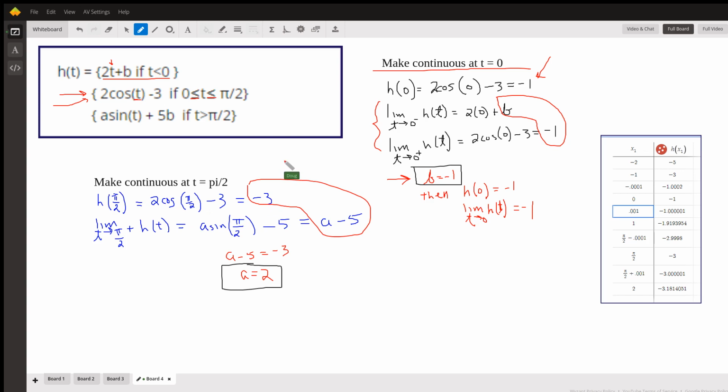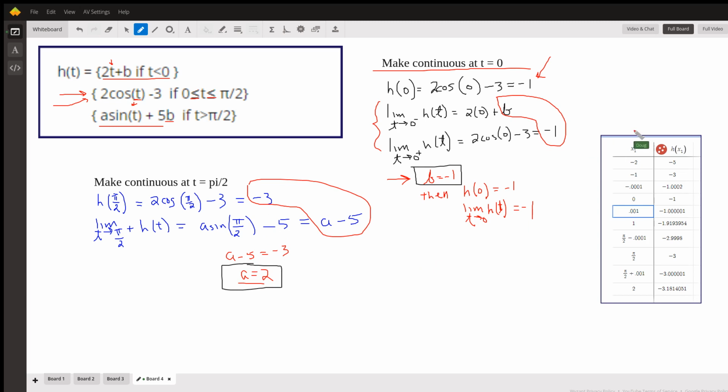Now the limit from the right of pi over 2 means we're using this rule. So if we put pi over 2 in here for t to evaluate the limit, we get a sine of pi over 2, and then we already found out that b is negative 1, so this is a minus 5. The sine of pi over 2 is 1. a minus 5 is the limit as t approaches pi over 2 from the right. These two values have to be equal. So a minus 5 has to equal negative 3, which means a is 2.